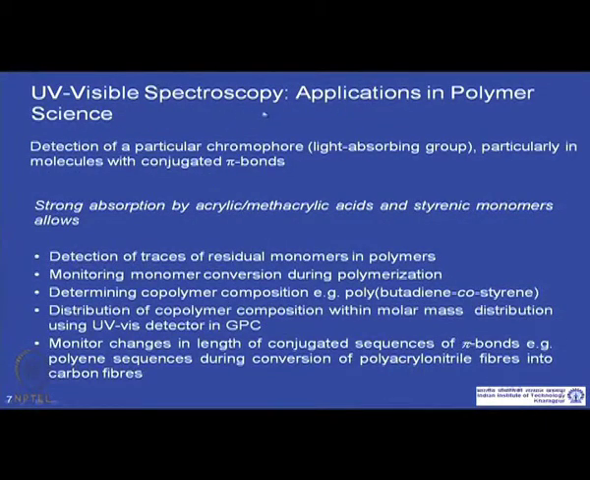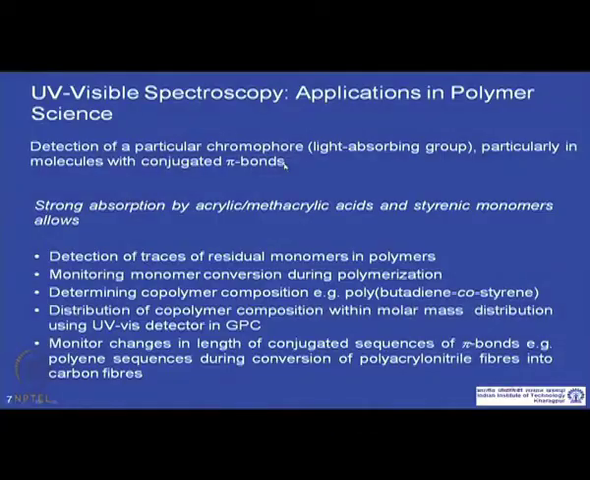So, how is UV spectroscopy applied in the characterization of polymers? Basically, it is applied like it is for small molecules. For example, it helps in detection of particular chromophores, which means light absorbing groups present in the molecules. If we have groups like acrylic acids, methacrylic acid or styrenics which have a strong absorption, then this type of polymers helps us in detecting trace amounts of residual monomers.